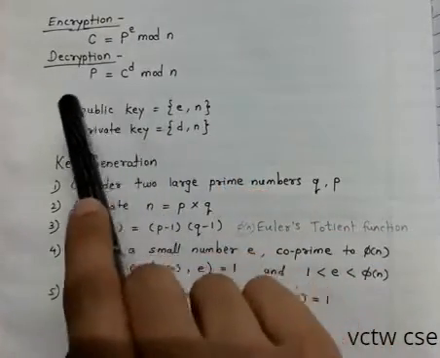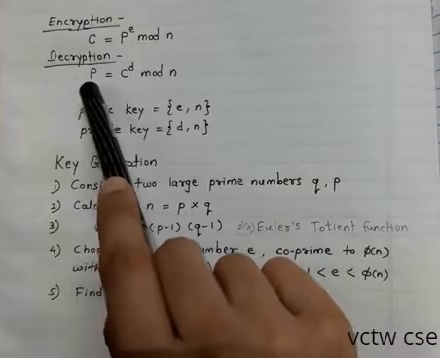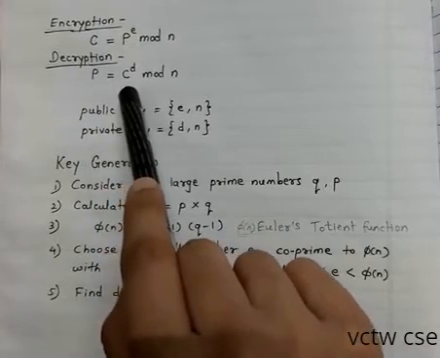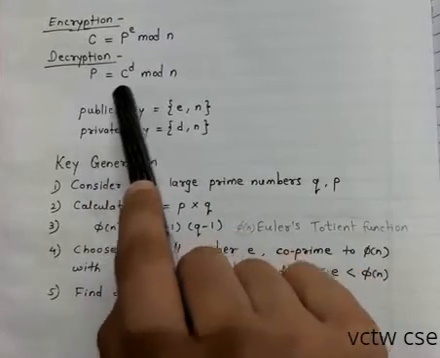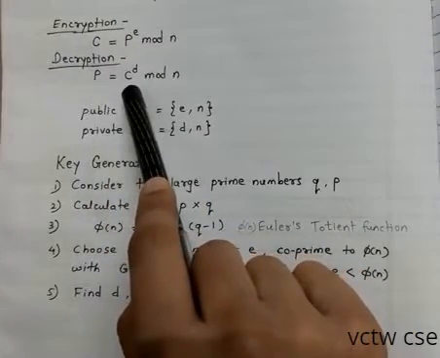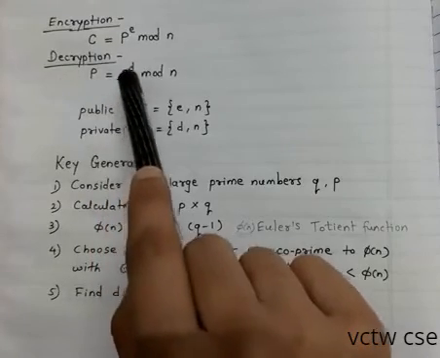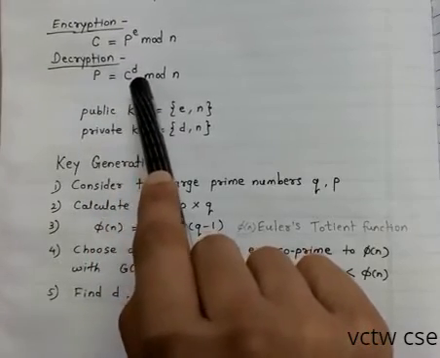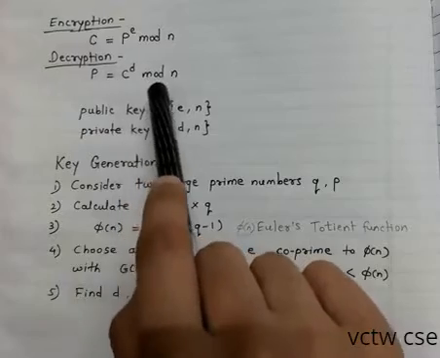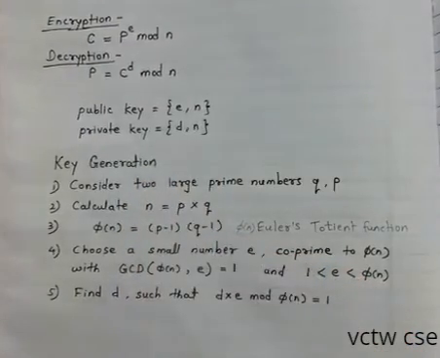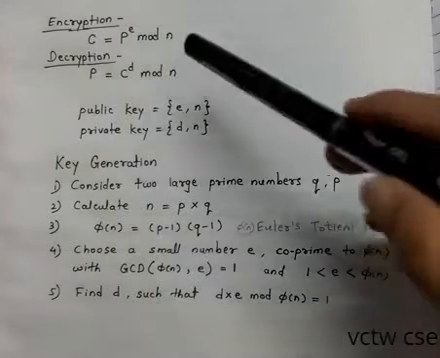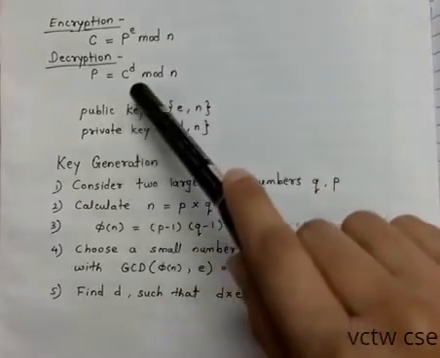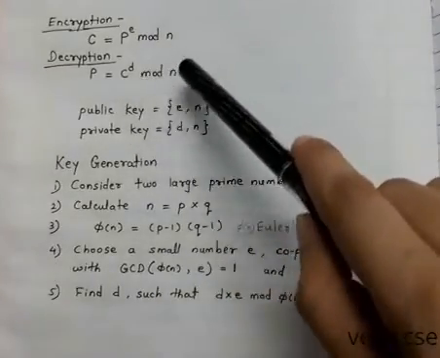And we have the decryption formula using RSA, that is P is equal to C raised to D mod N, where P is the plaintext message and C is the ciphertext message. So P is equal to C raised to D. D is the private key. So C raised to D mod N. Now here we need to calculate public key and private key, that is the value of E and the value of D and the value of N.